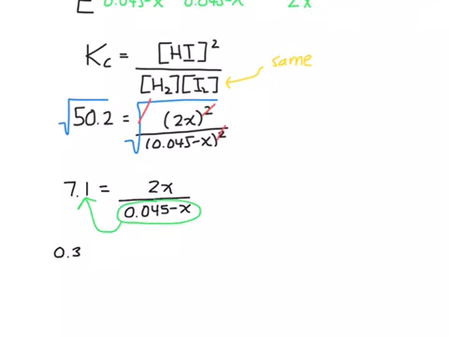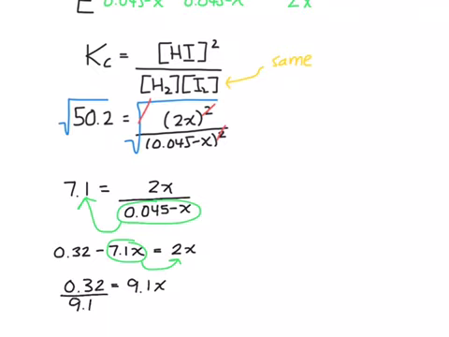And we get 0.32, so I'm rounding when I'm writing, but not in my calculator, minus 7.1x equals 2x. So now I'm going to take this 7.1x and bring it to this side of the equation, and I'll be left with 0.32 equals 9.1x. And so I'm going to divide both sides by 9.1 to solve for x, and that will let me figure out that x is equal to 0.035 moles per liter.